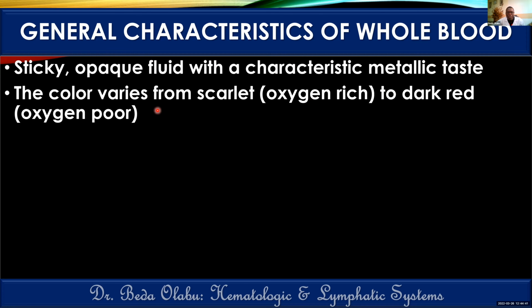The color of blood will vary depending on whether that blood is from arterial blood or from venous blood. The blood that is from arterial origin is very rich in oxygen because it has a lot of oxyhemoglobin. And so that blood is usually scarlet red, very rich in oxygen. Blood that is from venous origin is usually dark red because it contains deoxygenated hemoglobin. It contains deoxyhemoglobin. And that one is usually dark red instead of scarlet red.